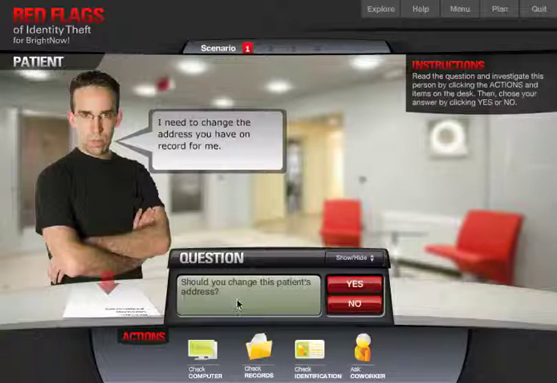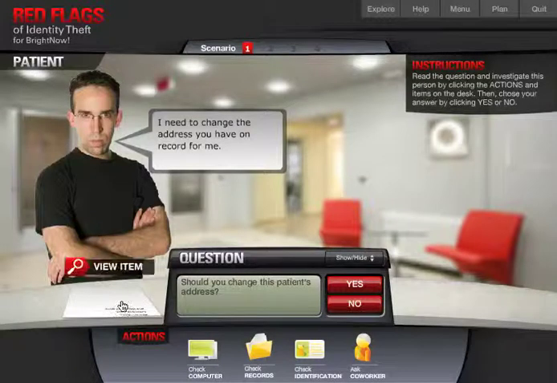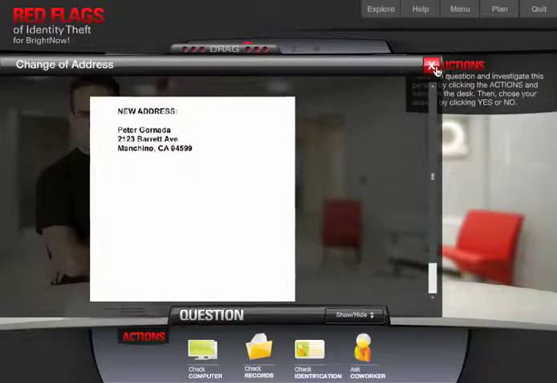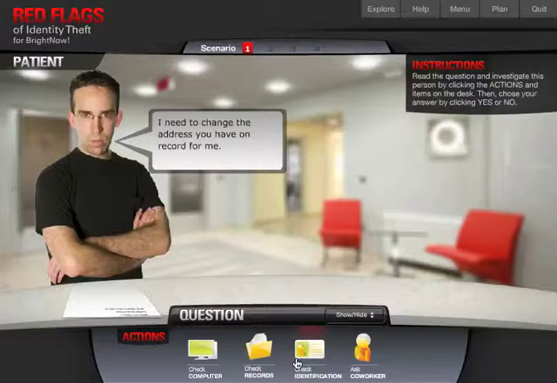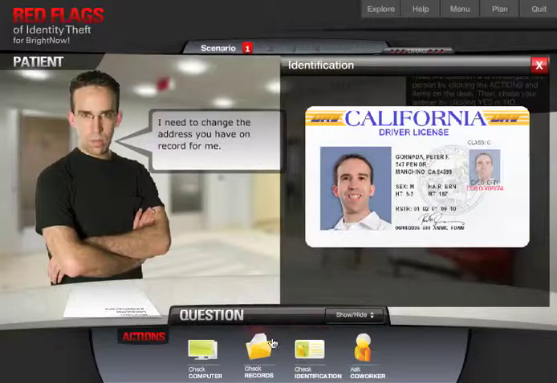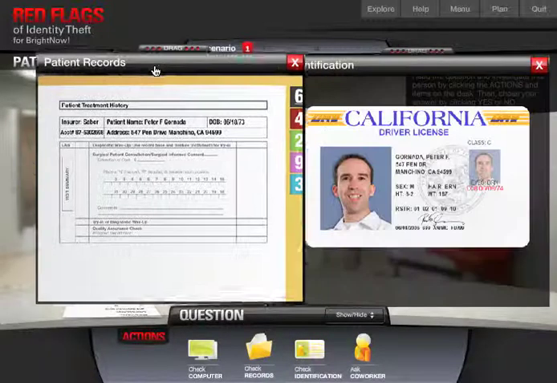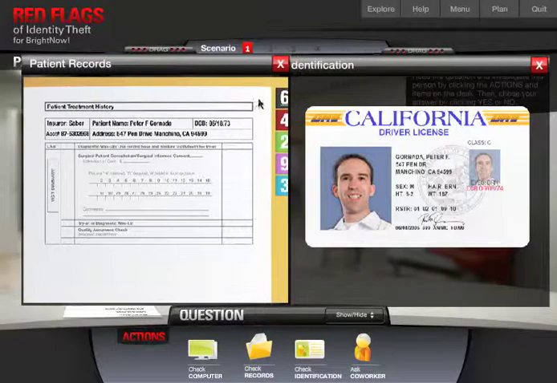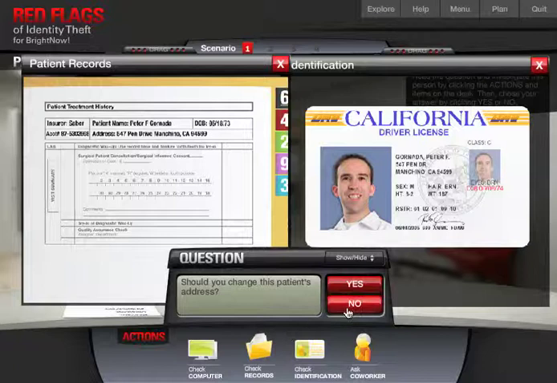They can either choose to answer the question, which is, should you change this patient's address, or explore the components that the patient brought with him. This is the address he wants to change to. Here's his driver's license, and here are his patient records. We can compare his driver's license and patient records to make sure that all information lines up. In this case, I'll answer no.